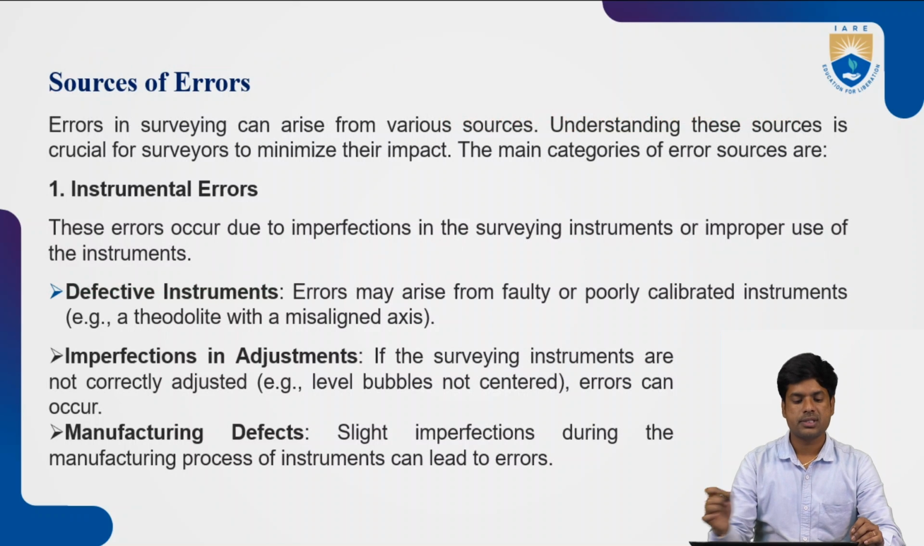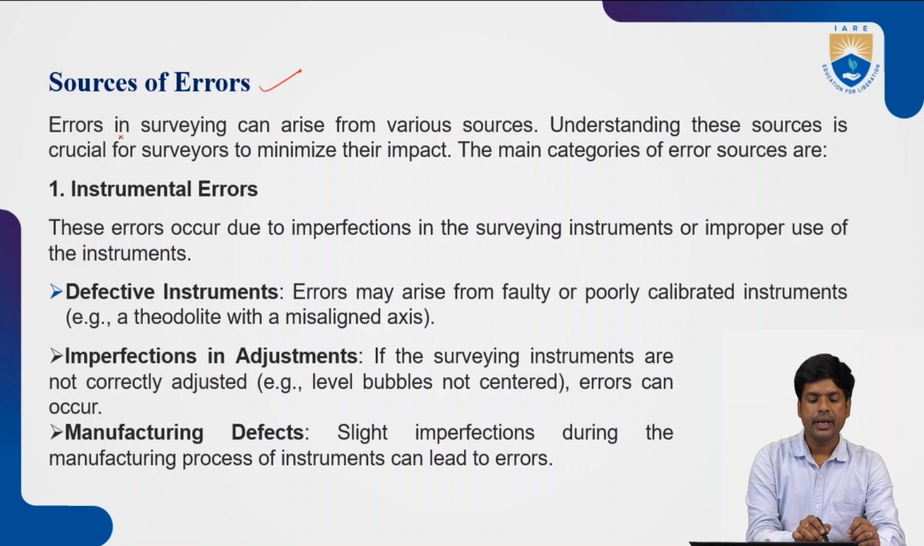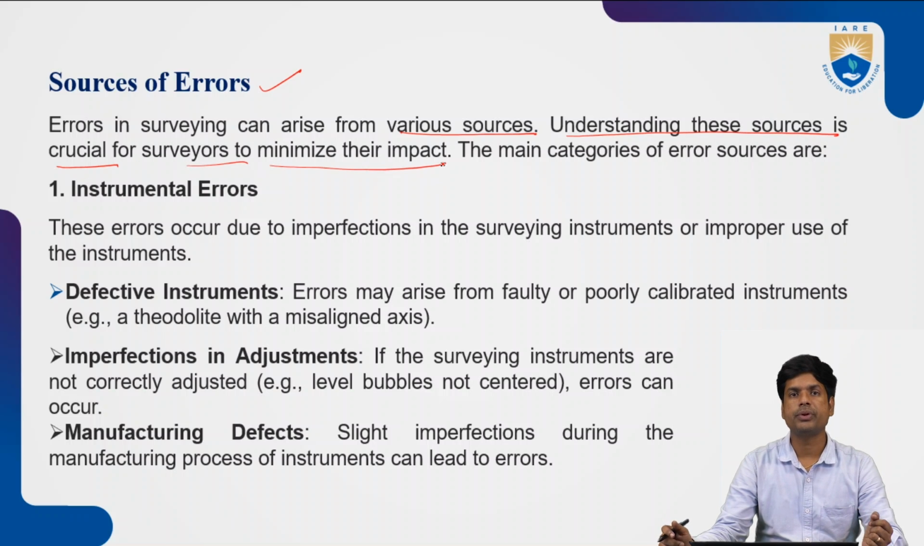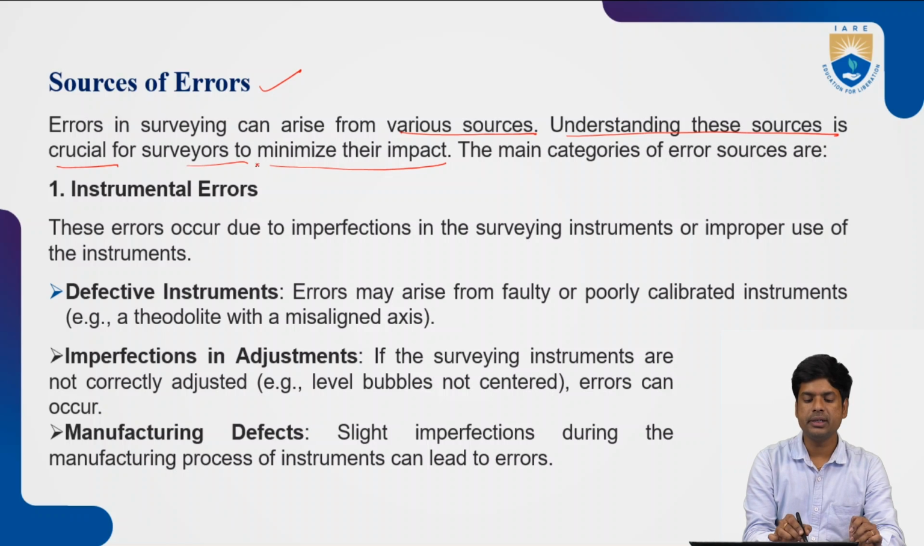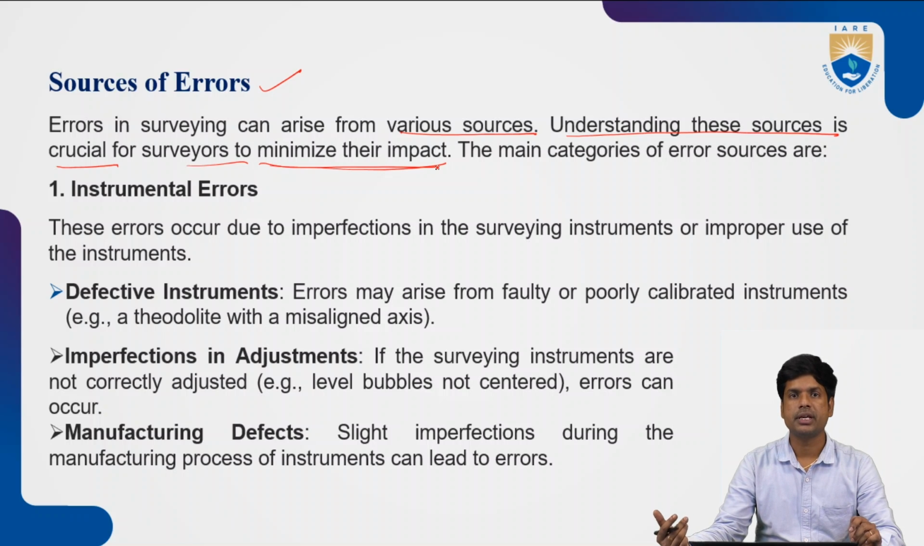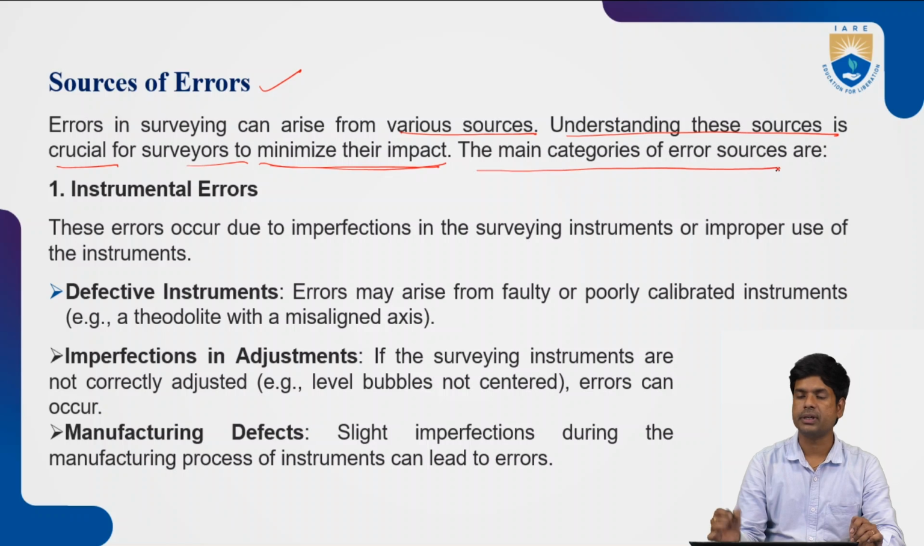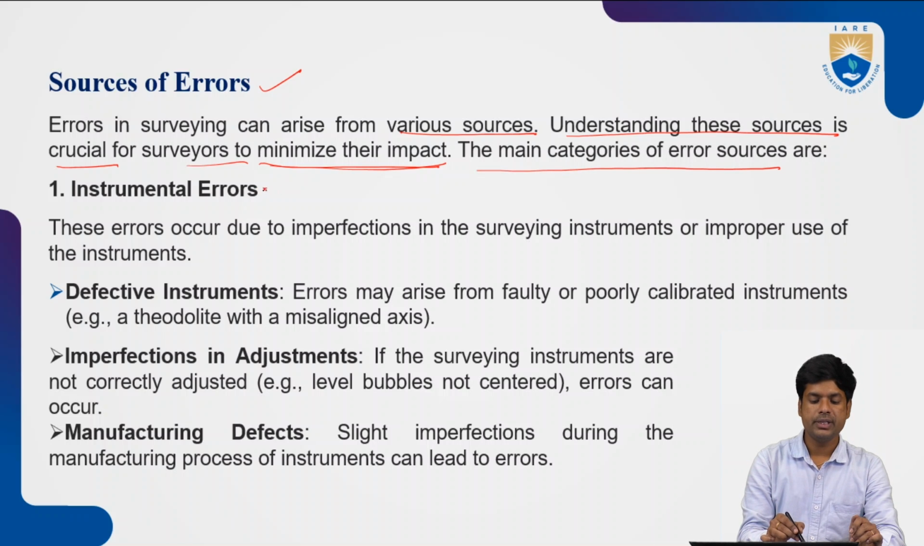And next one, sources of errors. How are we going to get the sources, and what are the causes for the errors while doing the surveying? Errors in surveying can arise from various sources. Understanding these sources is crucial for surveyors to minimize their impact. From where are we going to get these particular source errors? What is the reason? If you know about this, you can minimize their impact while doing the surveying. And the main categories of error sources are, first one is instrumental errors.